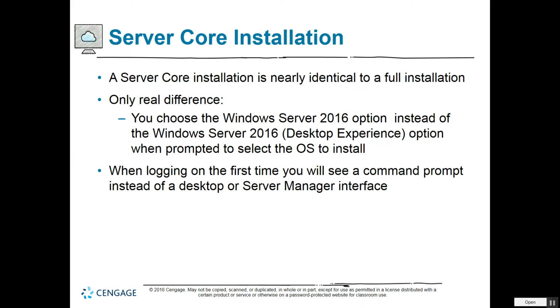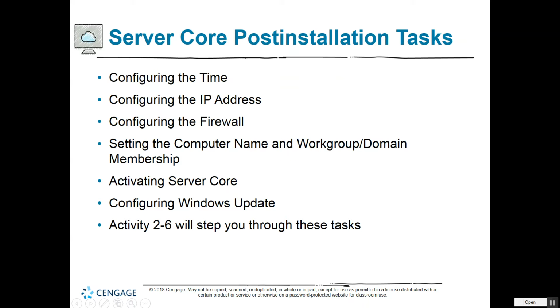Now when you're logging on the first time, you'll see a command prompt. Instead of a desktop or Server Manager interface, you don't have that GUI, you've got a command prompt, and it's all through PowerShell. Now you've got to configure the time, the IP address, configure the firewall, the computer name, workgroup, domain membership, activating Server Core, Windows updates. There's a task for each one of these things in Activity 2-6.